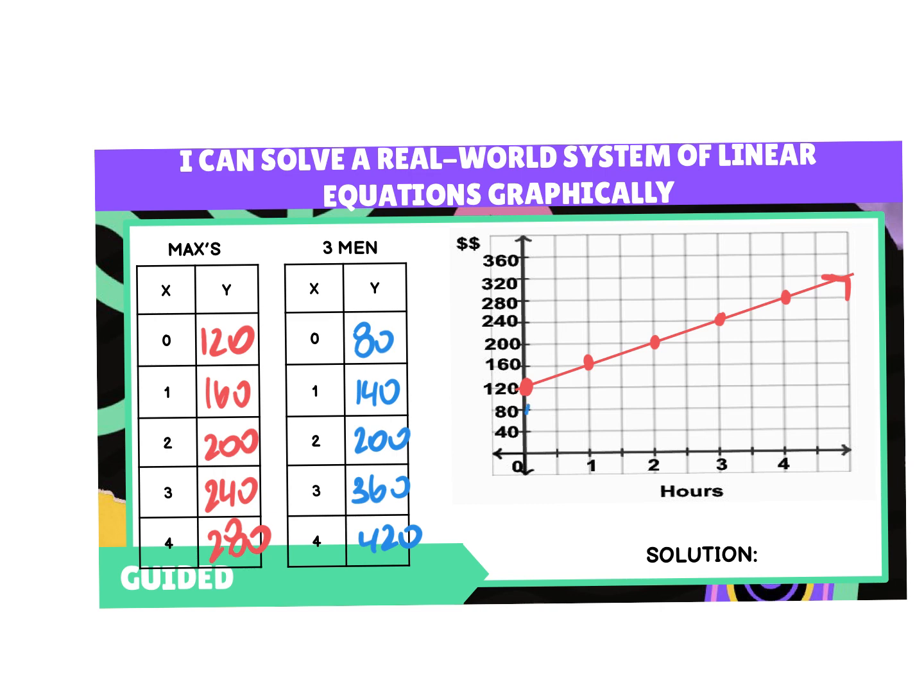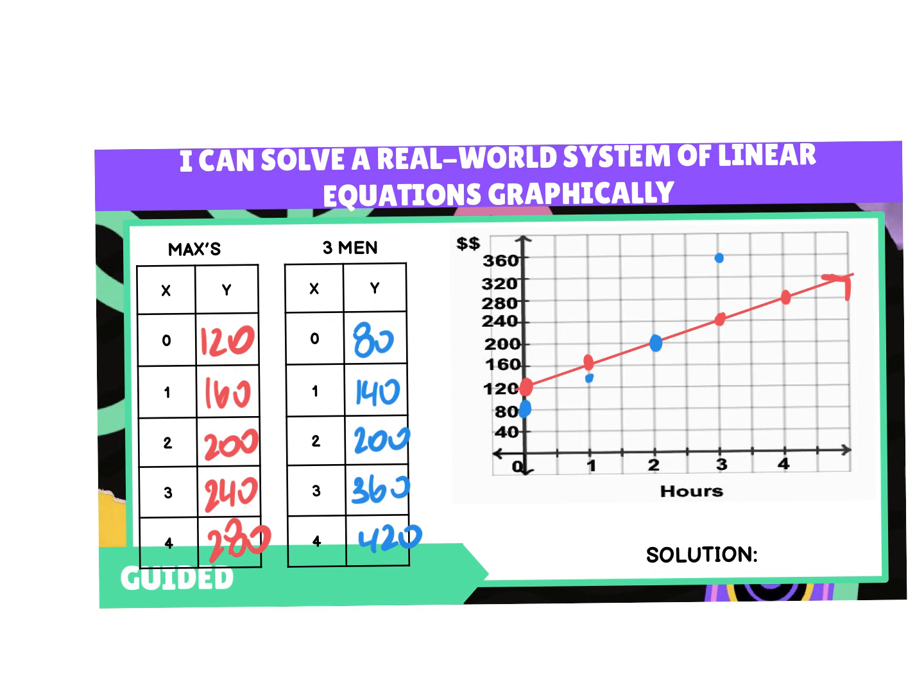Now 0 and 80, 1 and 140. This is going to be in between. That's okay. We go in between 120 and 160. 2 and 200. Looks like this is where we're going to meet. 3 and 360. It still doesn't look like it's going to be a straight line, but that's okay. And then 4 and 420 isn't going to be on our graph.